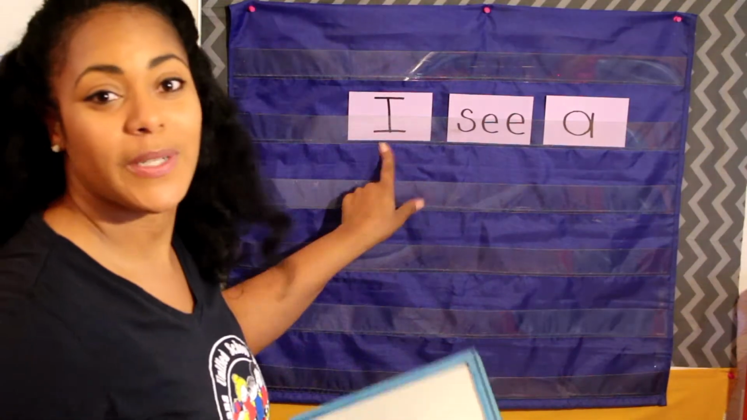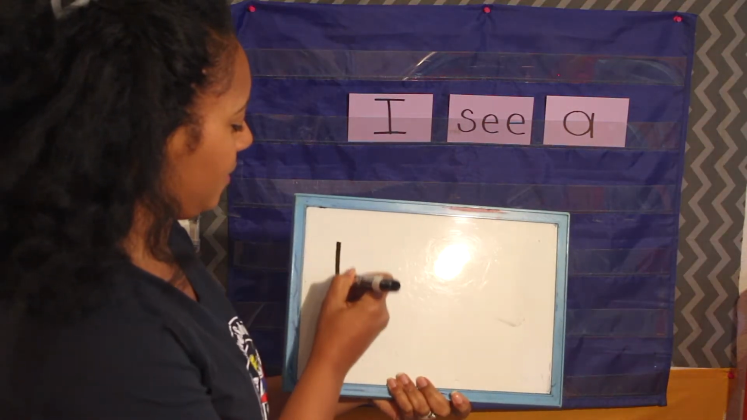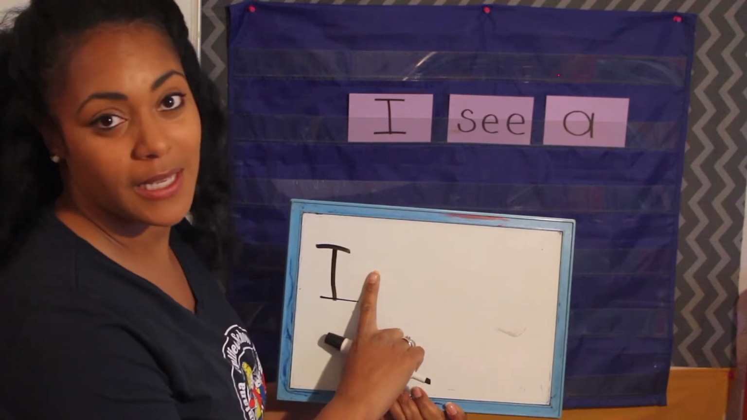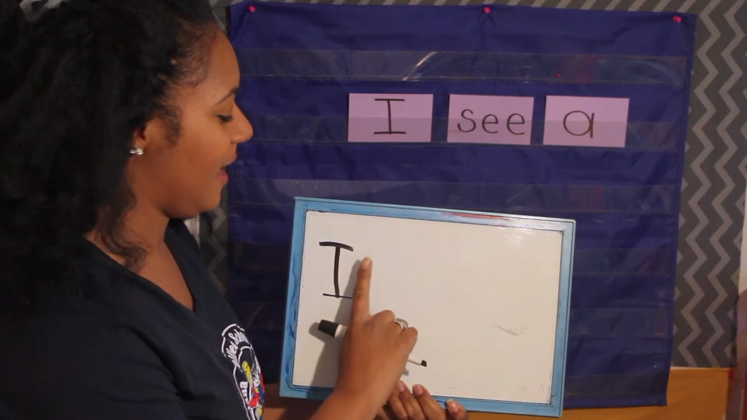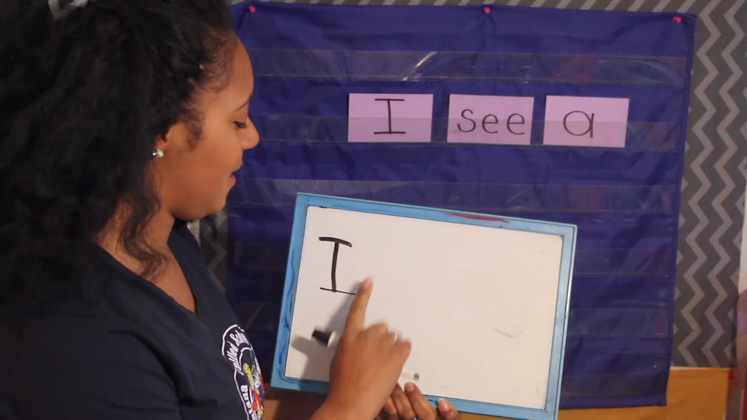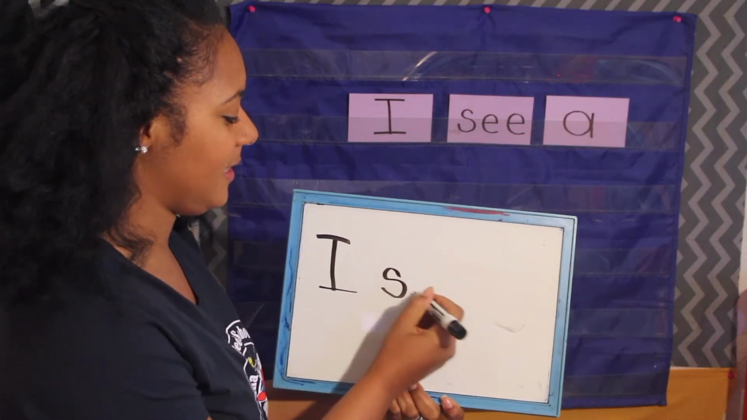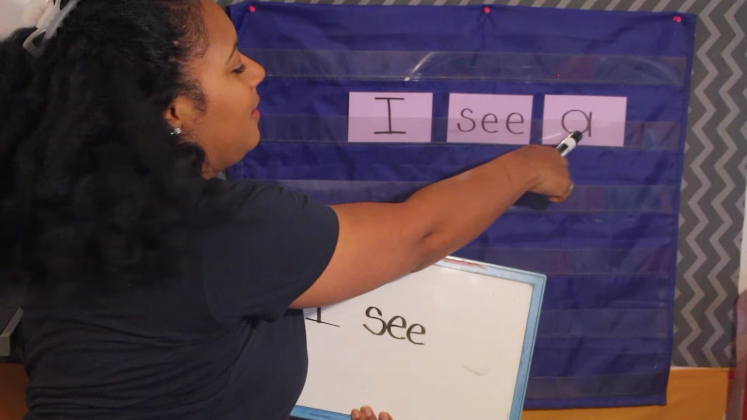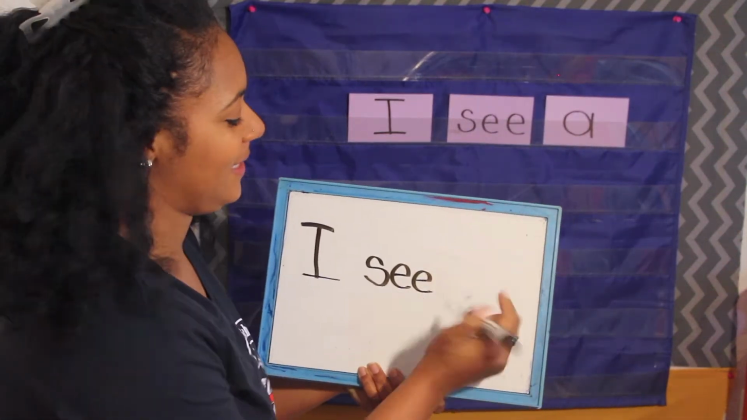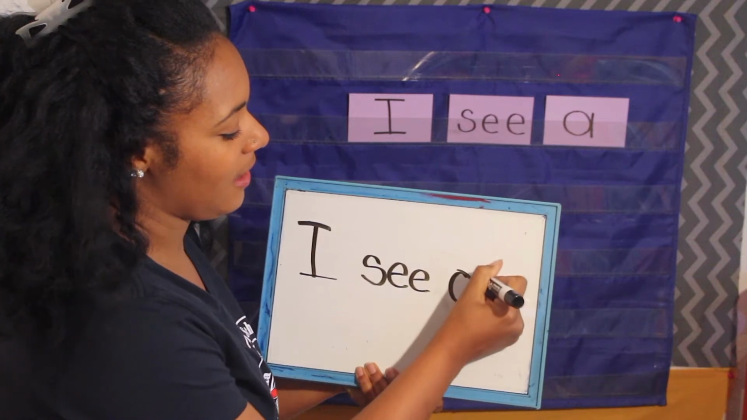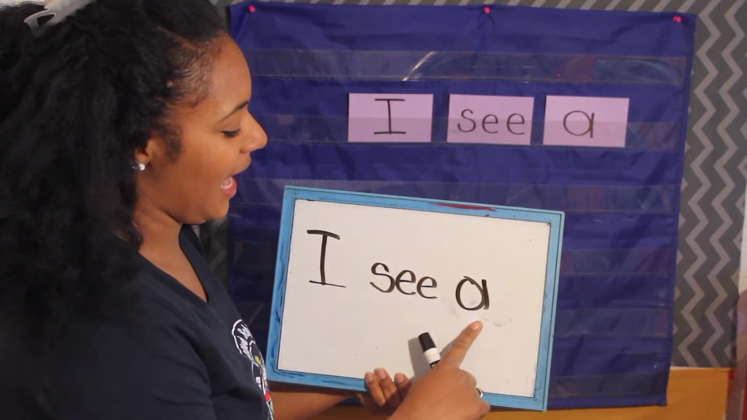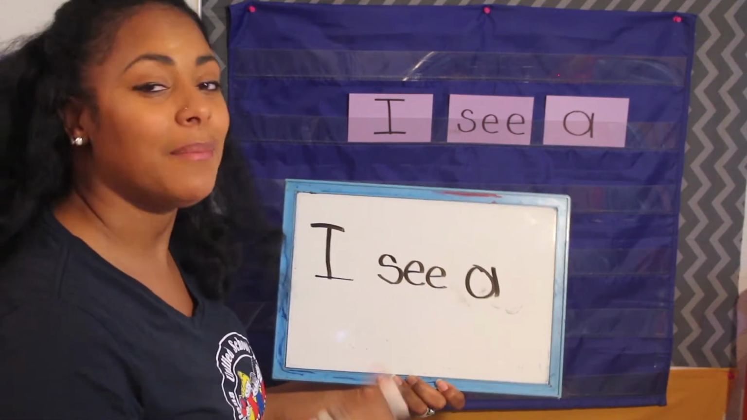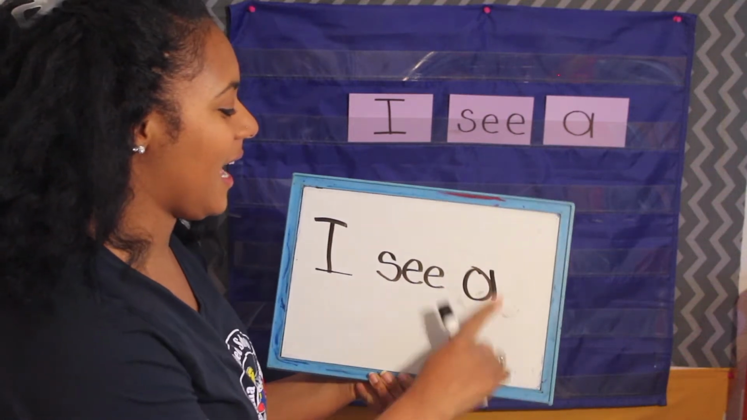Let's write that down. First word is I. I. Now we need a finger space. A space from the word I between the word see. So make sure you have a finger space here. And then we're going to write the word see. S-E-E. I see, a finger space, A. I see a cat. We haven't learned how to write the word cat just yet, but we can draw a picture of it. I see a cat.